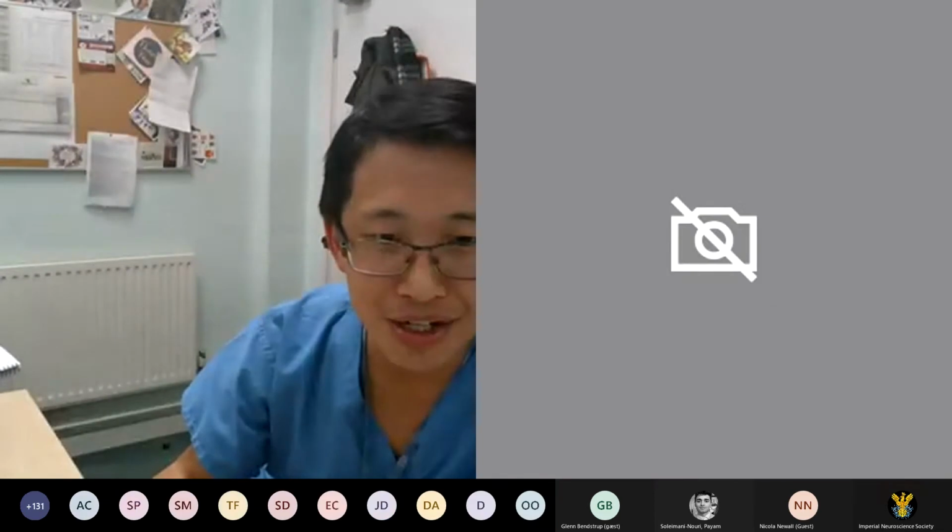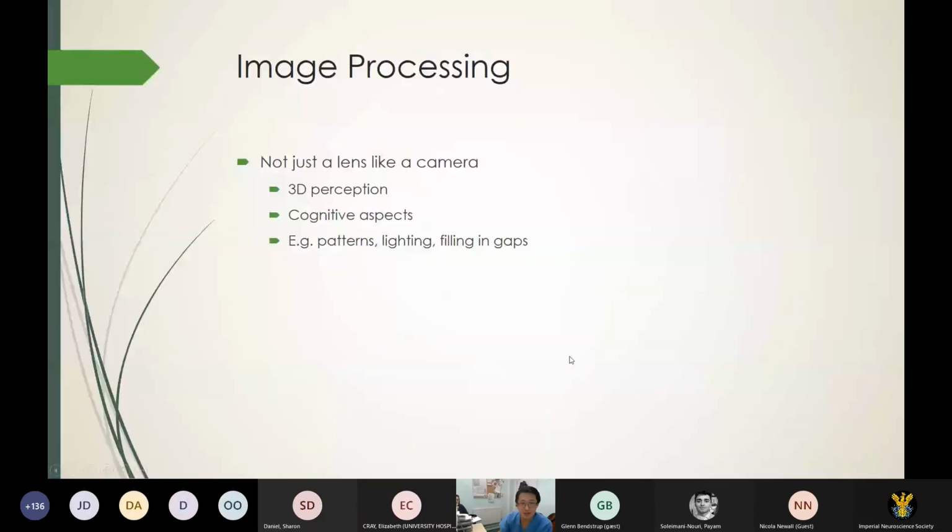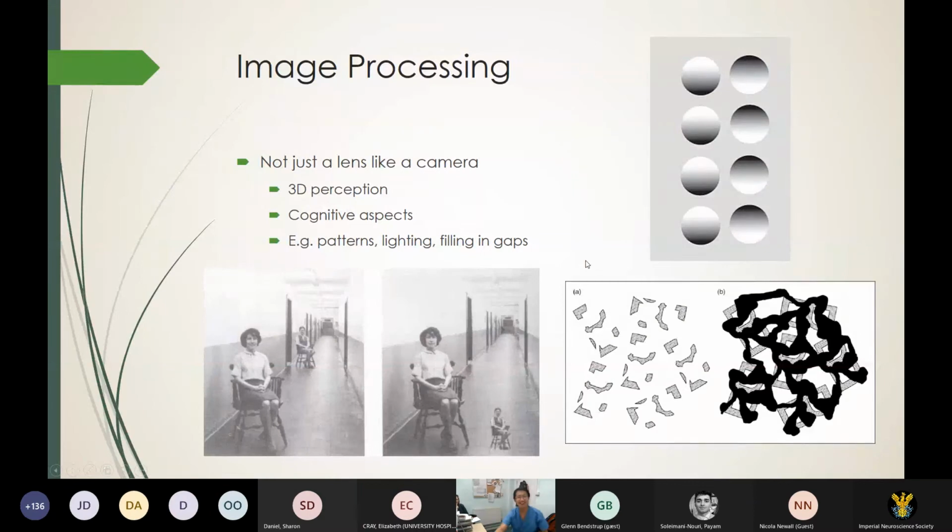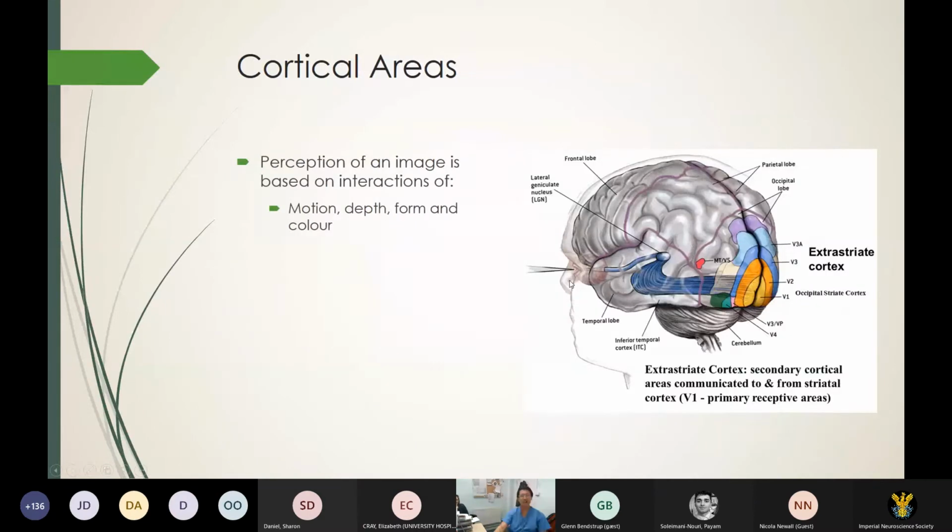Right, let me go back to presentation mode. All that just to prove that point. Right, so how does all of that actually work? So perception of any image is based on motion, depth, form, and color. I've made that point enough times now. And this can be done by multiple cortical and subcortical areas.